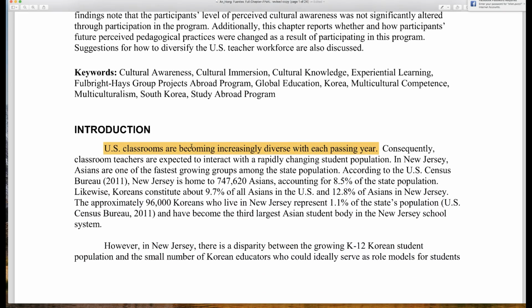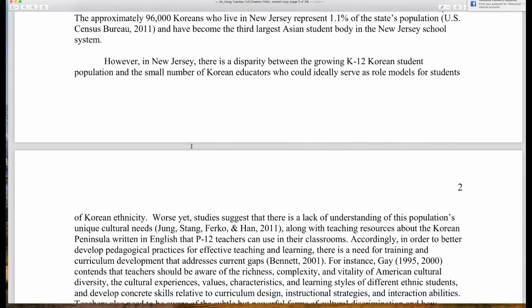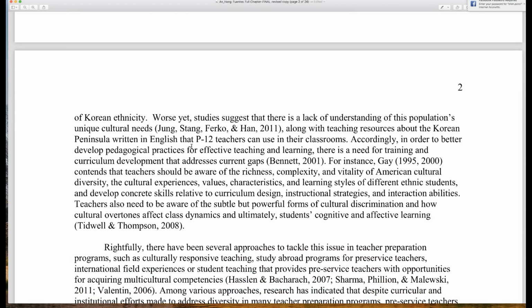So the overview and statement of the problem, and problem is not negative, it's just the context, like the big picture. U.S. classrooms becoming more diverse every year, goes on to give some statistics to back it up, quotes a couple of studies here. When you're making statements about the problem, you usually want to back that up with other people who have studied that problem.